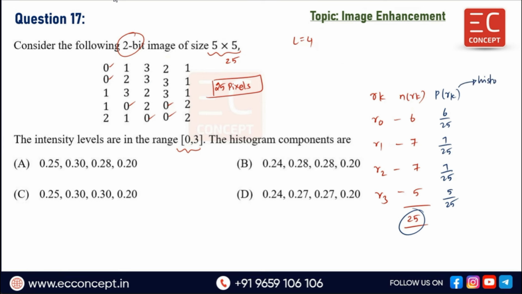ஹிஸ்டோகிராம் காம்போனன்ட். ஓகேங்களா. ஸோ ஹிஸ்டோகிராம் காம்போனன்ட்ஸ், இப்போ 6/25 வேல்யூ பார்த்தீங்கன்னா 0.24. ஸோ திஸ் இஸ் 0.28 அண்ட் திஸ் இஸ் 0.28 அண்ட் திஸ் இஸ் 0.20. ஸோ இப்போ எந்த ஆப்ஷன் சாட்டிஸ்ஃபை பண்ணுதுன்னா, ஆப்ஷன் பி சாட்டிஸ்ஃபைஸ். ஓகேங்களா.